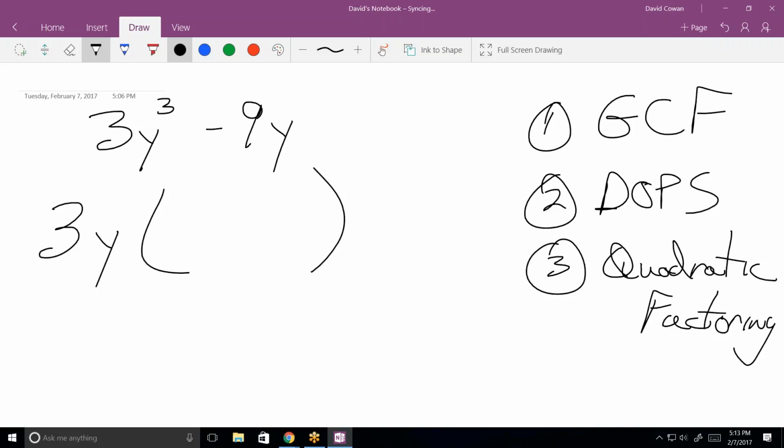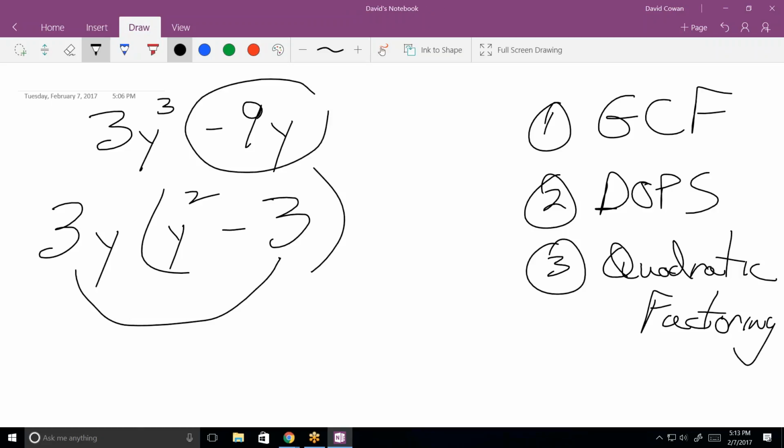y cubed? No, not y squared. Y squared. Multiply those 2 together. Do you get what you started with? Yeah, you do. 3y times y squared is 3y cubed. So you've done the first part correctly. Now what's the rest? It would be minus 3. And then that times that does give you minus 9y. So we did it right.